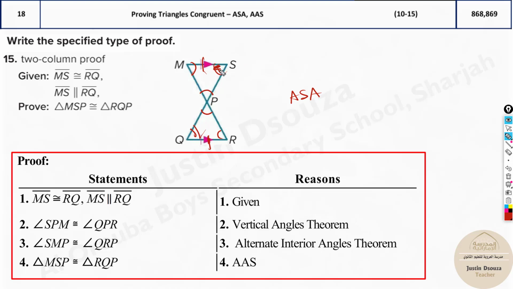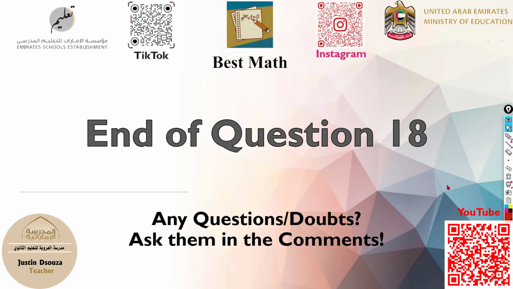So what happens is, imagine this is not there. It'll be angle, and then angle, and then side, or angle, angle, side. So therefore we write AAS. You can prove it in more than one way. It's up to you. So over here, this is not the only solution. You can write even other way around. And that is it. That's the end of question 18.